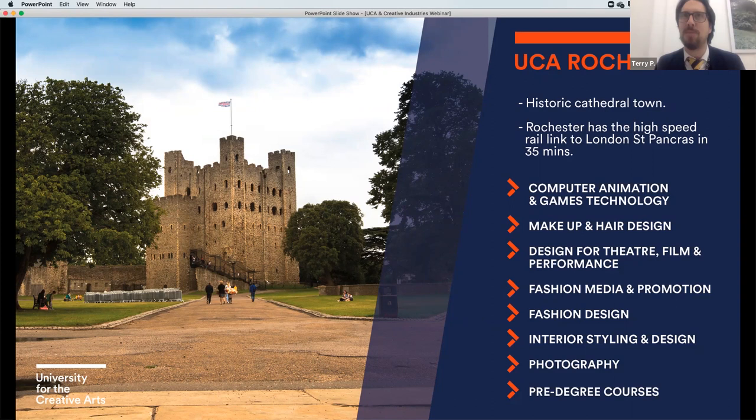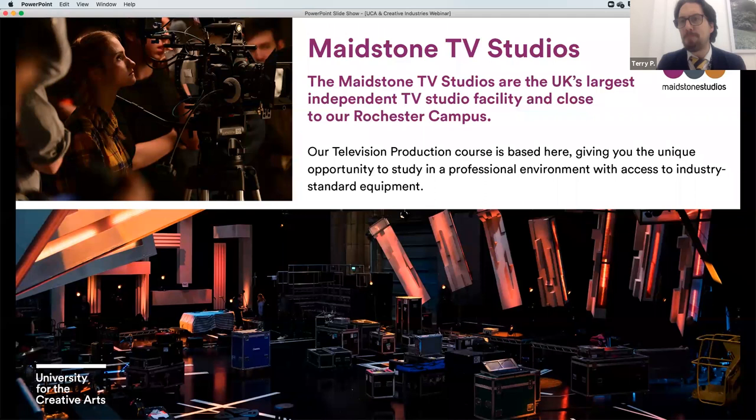So each campus is slightly different. I mentioned earlier those two dots that were on the map, Maidstone TV Studios and Royal School of Needlework. I'm just going to talk very briefly about those. Maidstone TV Studios is about a 15-minute journey from our Rochester campus, and our students on that course often use our Rochester campus. But Maidstone TV Studios is the biggest independent TV studios in the United Kingdom.